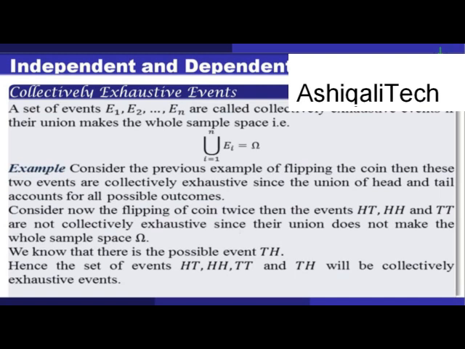Consider now the flipping of a coin twice. Then the events head-tail, head-head and tail-tail are not collectively exhaustive, since their union doesn't make the whole sample space. We know that there is a possible event T and H, tail and head. So therefore these three events mentioned above are not collectively exhaustive.